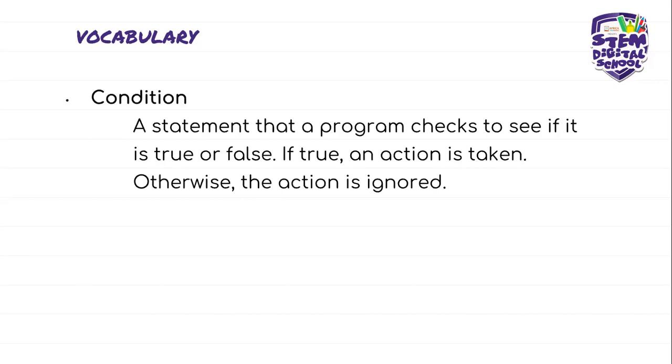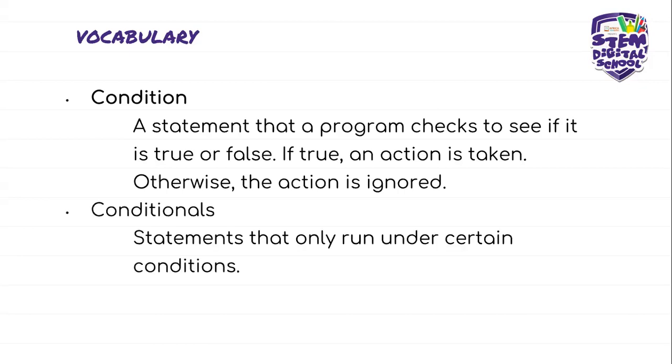Okay, so let's look at some new vocabulary. Condition, what I mentioned a little bit earlier, is a statement that a program checks to see if it is true or false. If true, an action is taken. Otherwise, that action is just ignored. Conditionals are statements that only run under certain conditions.